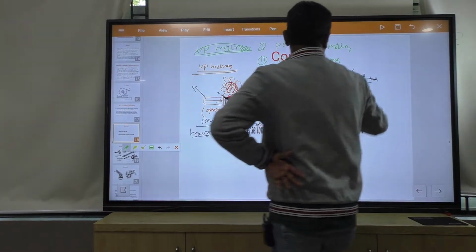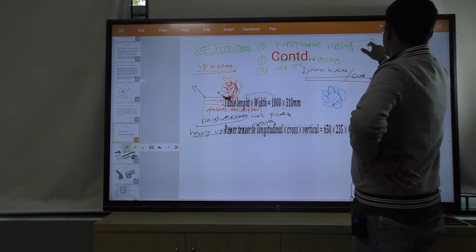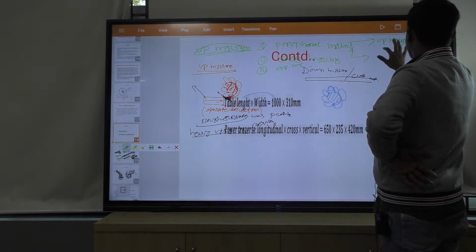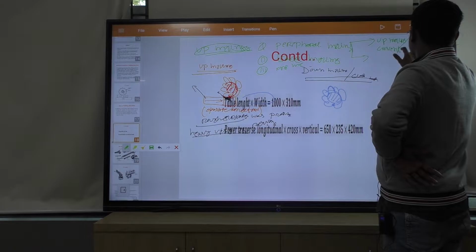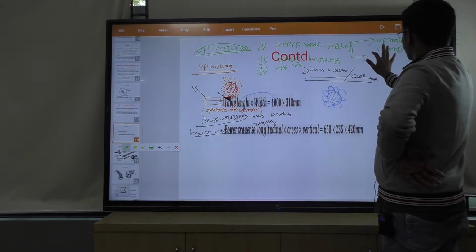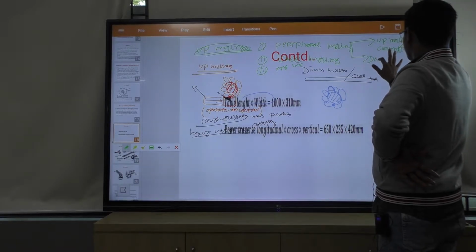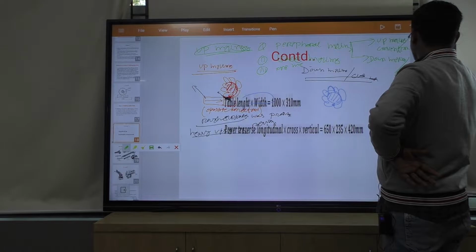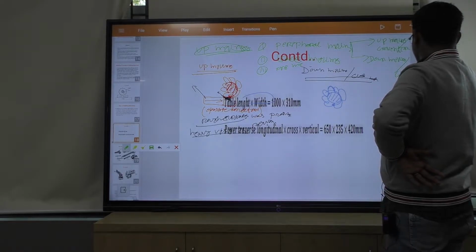This peripheral milling is divided into two types. One is up milling or conventional milling. Second is down milling or climb milling.